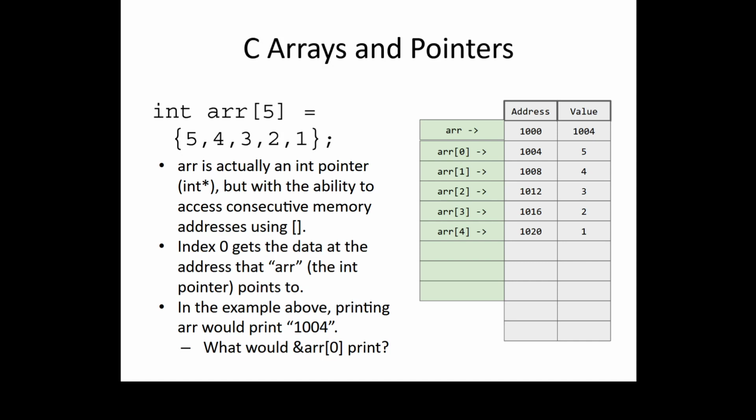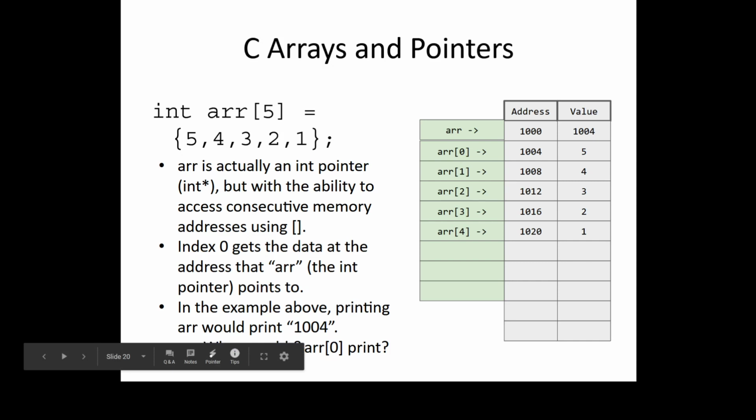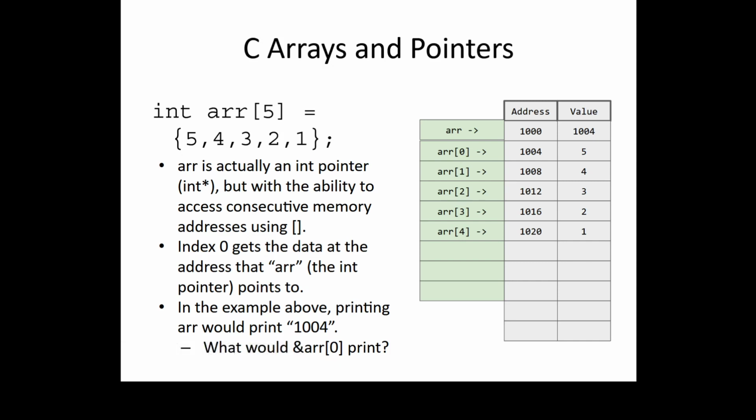So in the above, if you print arr, you would print 1004. If you print the address of arr, you would get 1000. If you print the address of arr at 0, so ampersand, remember, means the address of. Let me wait for this little black box to go away. There we go. Ampersand means address of, so we're on the bottom question here. The address of the value pointed to by arr at 0 is 1004.